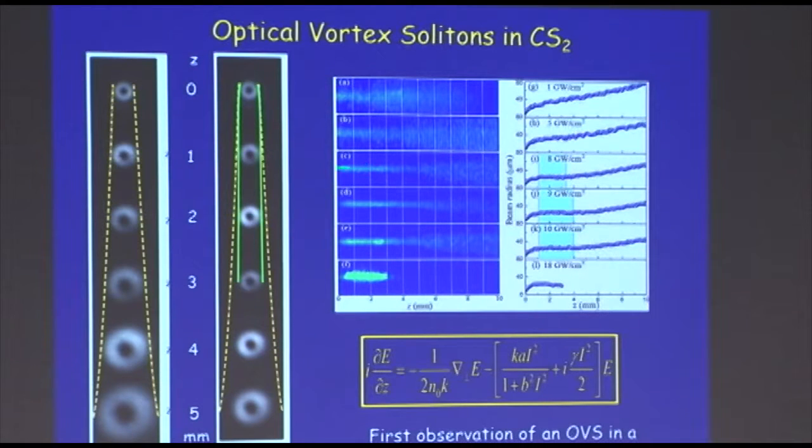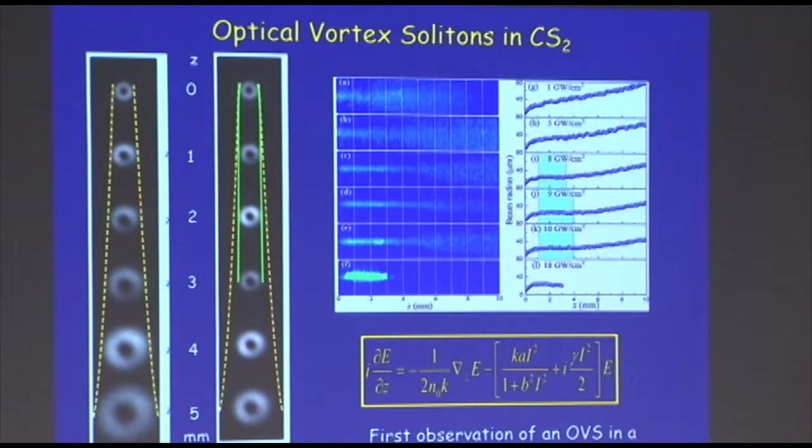Taking the numbers corresponds to the experiments. And you can see here that the beam radius as a function of position presents regions in which it is reasonably stable. That corroborates that we are observing optical vortex solitons.